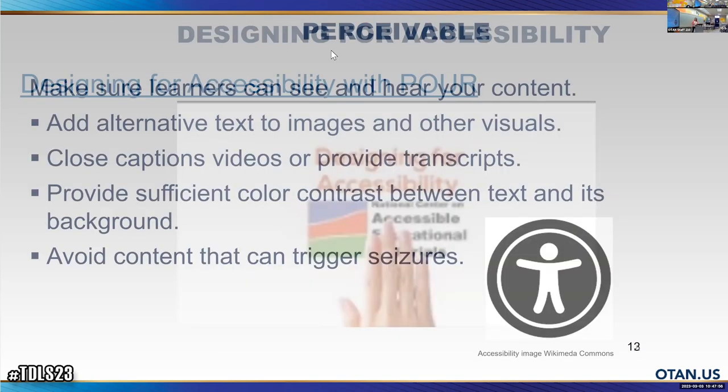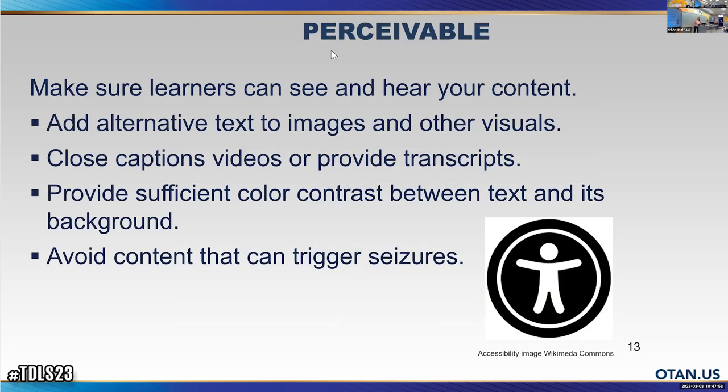Okay, so we're going to look a little bit more at them. This is POUR, which you can't see because it's right at the top. Make sure the learner can see and hear your content. Add alternative text to images and other visuals. And that's one that you probably are aware of. What is the alt text? Okay. Close caption videos, or provide transcripts, or provide both. Okay. Provide sufficient color contrast between the text and its background, and avoid content that can trigger seizures.